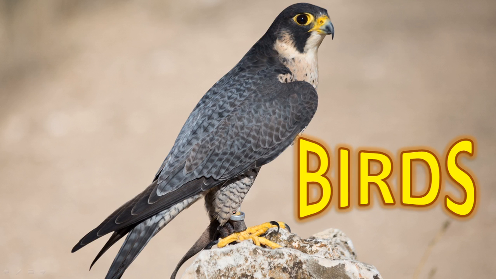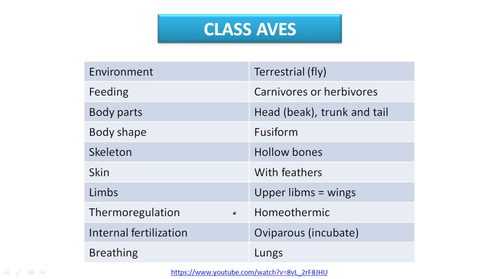So let's see what are the characteristics of this group of vertebrate animals. Birds are classified as a class of aves, and the environment of these animals is terrestrial. They are considered as terrestrial animals. They are known because they can usually fly, but not all birds can fly. The ostrich, el avestruz, or the penguin, they can't fly.